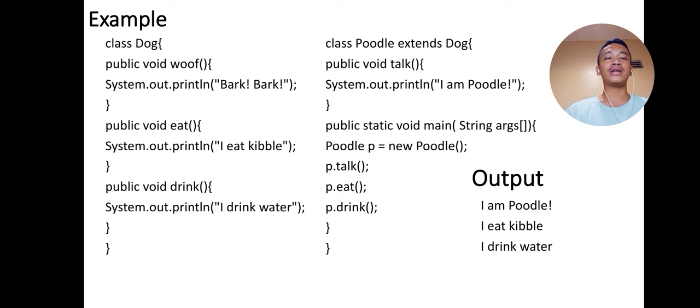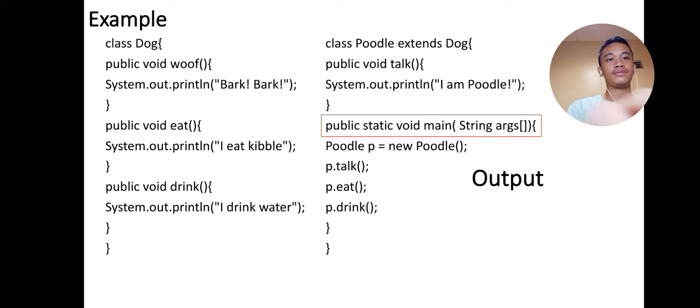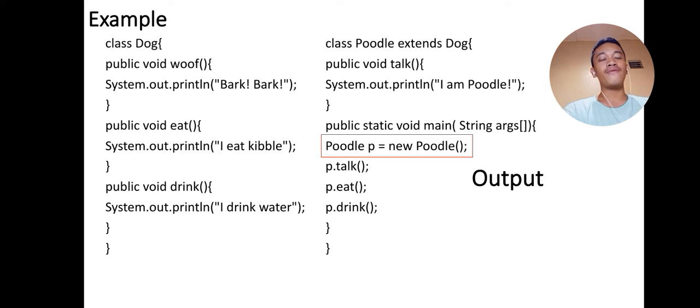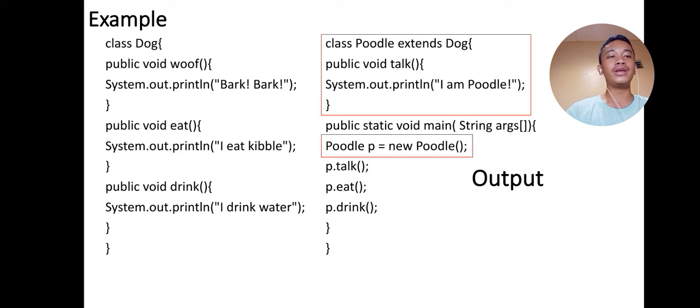Now let's discuss the code one by one and how we came up with this output. Once again, it will read our Java main method and will read the next code. So we have object creation instantiation of poodle named p equals new poodle. So this will trigger our class poodle when called.